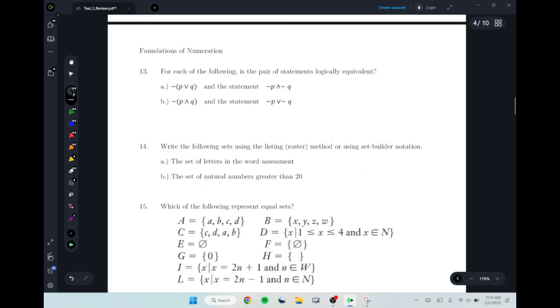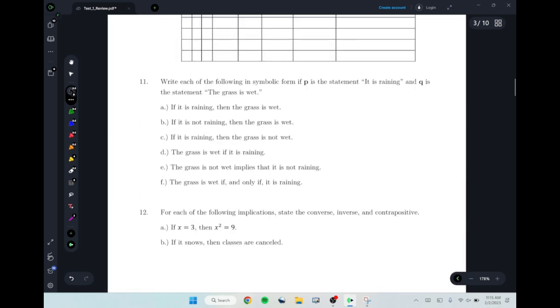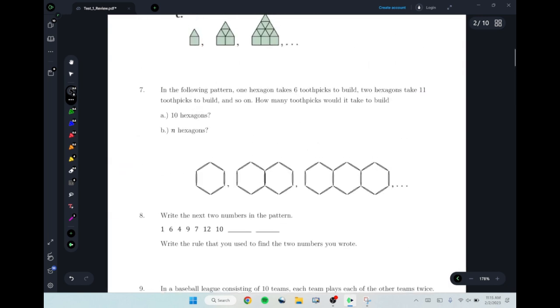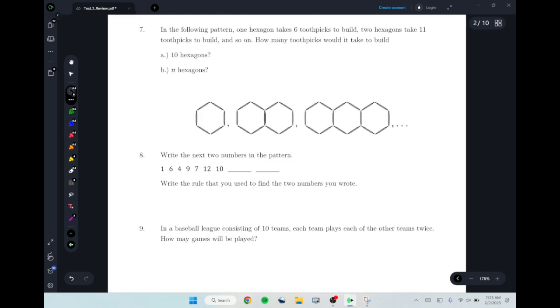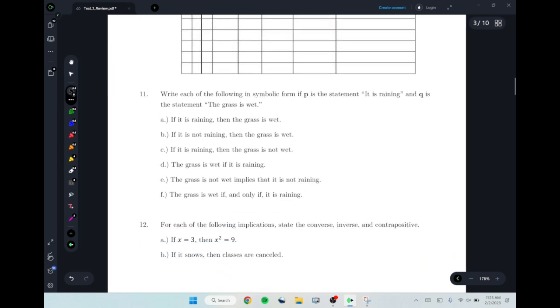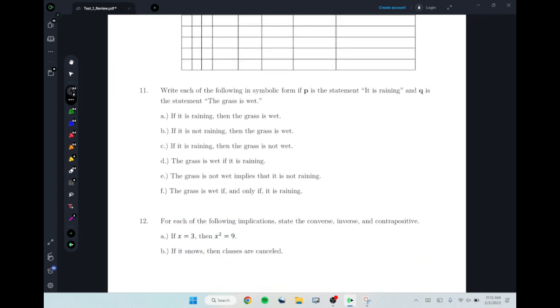All right, what else? We could definitely do a truth table at some point. I'm sure it wouldn't hurt. Or one of these statement type things.